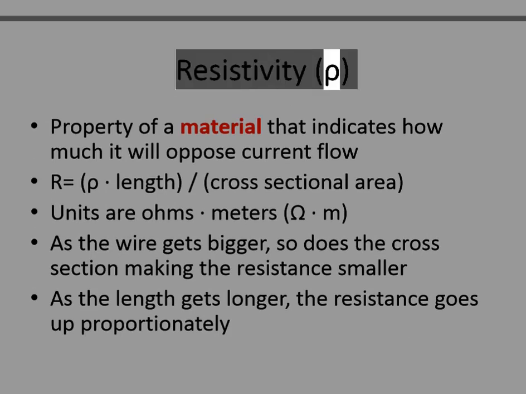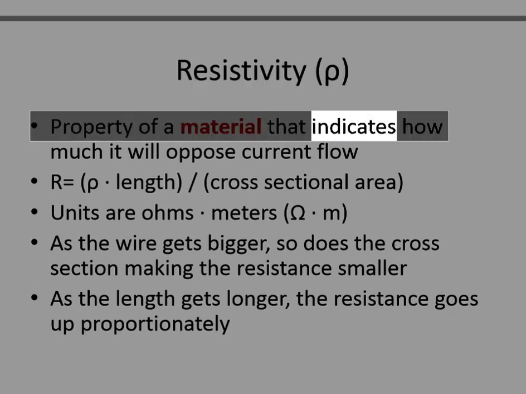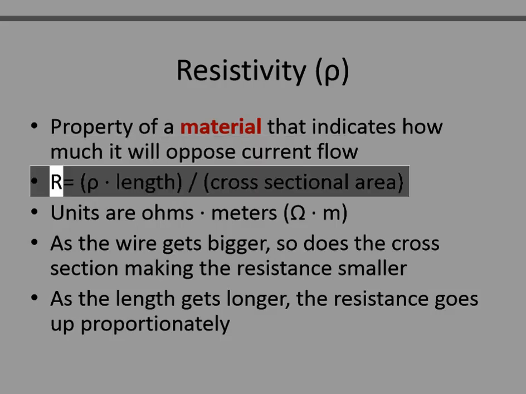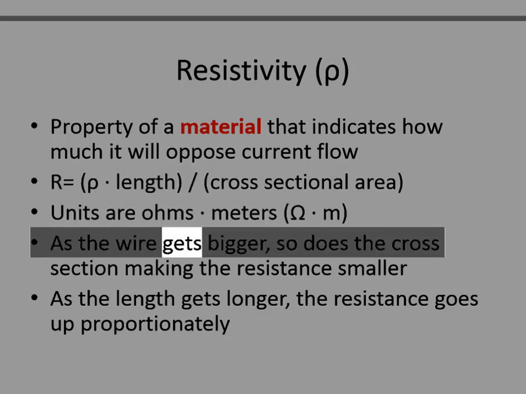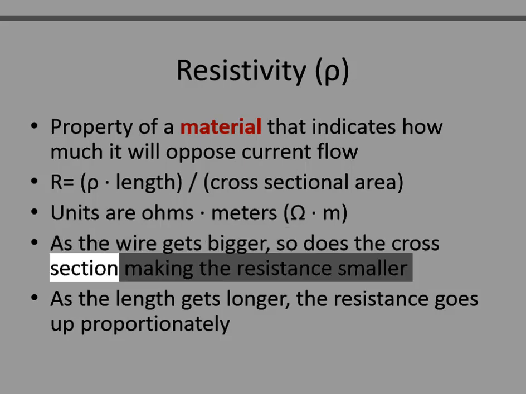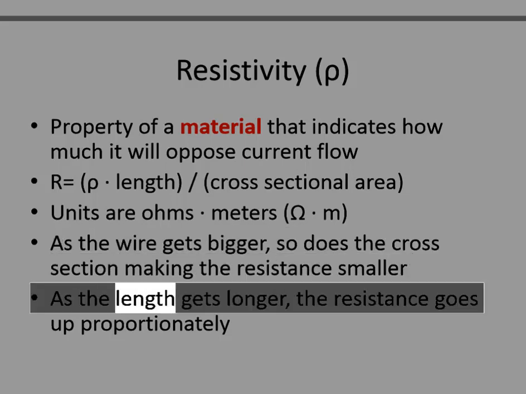Resistivity, ρ, property of a material that indicates how much it will oppose current flow. R equals ρ times length over cross-sectional area, units are ohm meters, omega m. As the wire gets bigger, so does the cross-section, making the resistance smaller. As the length gets longer, the resistance goes up proportionately.